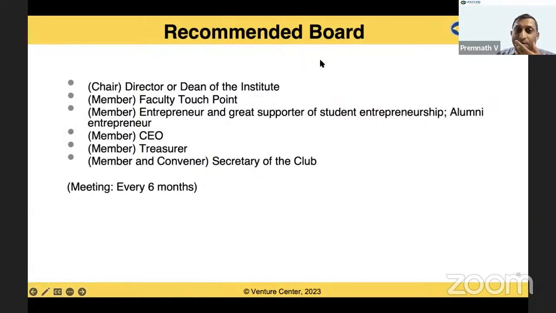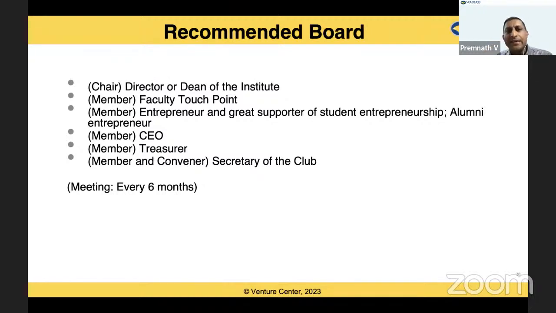You can also think of a board. Since your host institution or your university is committing resources, I would strongly recommend that the chair of the board should be the director or the dean of student affairs or R&D of the institute, because they will need to back the club up from time to time, right? With resources, with connects, and so on and so forth. And it also brings a level of seriousness to this activity. It's not something which is left aside to float around, but a very important activity of the institute. It is a signal that is being sent by having the chair as the director or the dean of the institute.